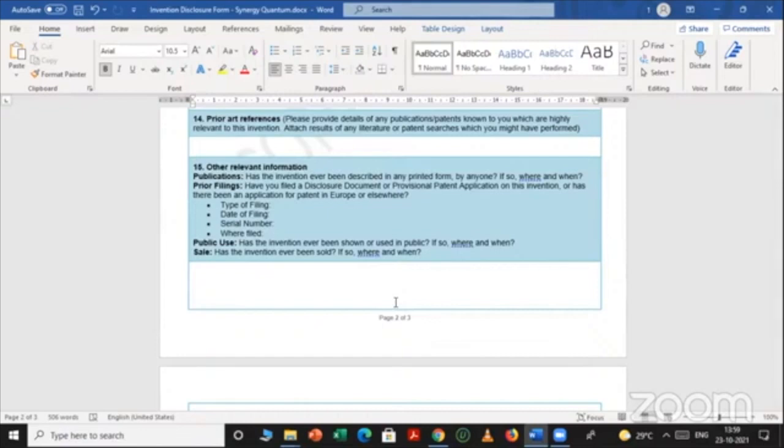So if you have your idea or your research material published in any manner or in any fashion, anywhere in the world, mention it, because this is going to help the attorney. And apart from that, if you have ever provided your invention or your research material to any organization or any company or any product developing organization, you have to mention that detail here.